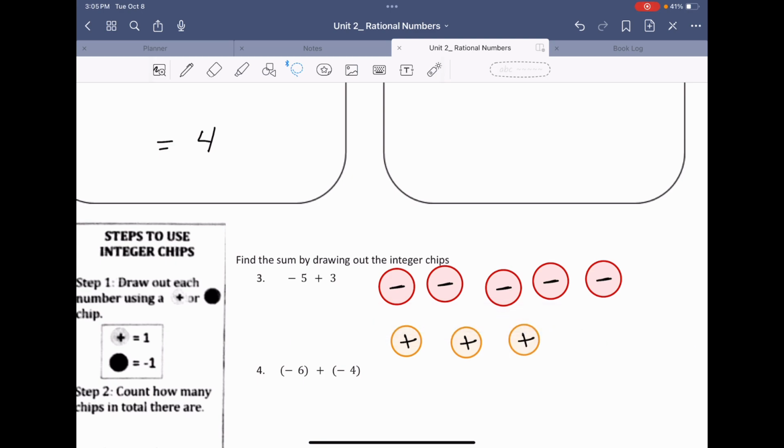3. So I'm going to cancel out my colors until I have no more of one color. So canceling out as I go. Oh, I'm out of yellow, so that means my answer should be negative 2.